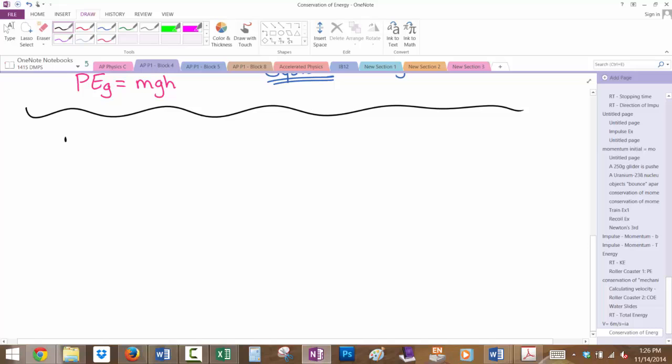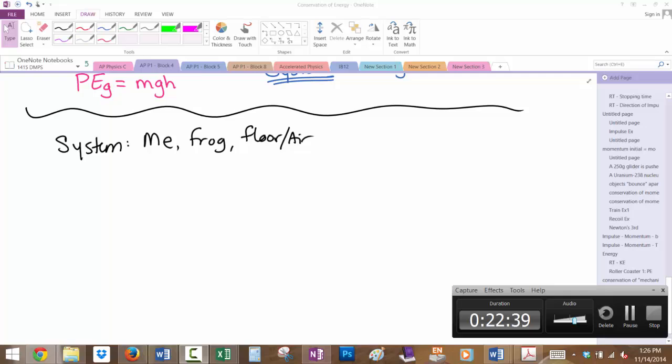I want you to draw bar charts if the system includes me and the frog and the floor / air, I'm going to say. 5 bar charts again. I want to know what they're going to include. Maybe you're going to have more than just 2 things on your x-axis now. Do you think? Talk to your partners. See if you can come up with an idea. What are you going to do to make this a more complete story?